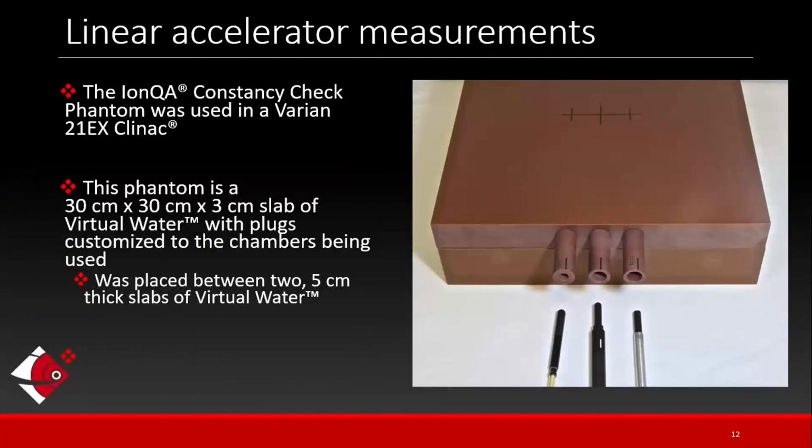For the linear accelerator measurements, the standard imaging IonQA constancy check phantom was used in a Varian 21EX Clinac linear accelerator. This phantom is a 30 cm by 30 cm by 3 cm slab of virtual water with holes milled out to hold custom plugs for the ionization chambers. These plugs are machined such that the chamber volume is placed within the plug, and then these plugs can be inserted into the phantom, holding the active volume of the chamber along the central axis of the beam. The beam can be aligned to the crosshairs on the phantom. For this work, the phantom was placed between two 5 cm thick slabs of virtual water.